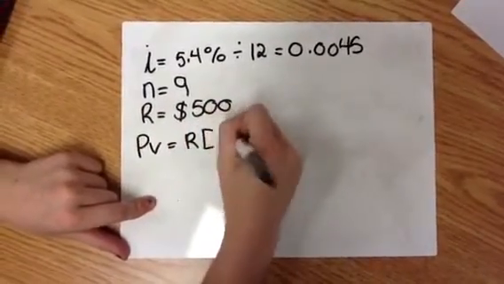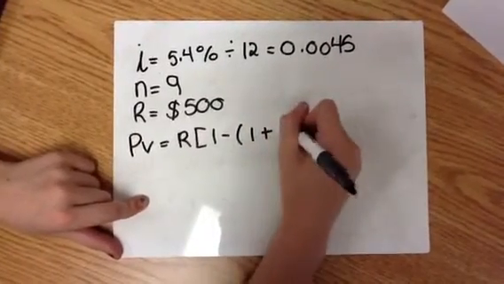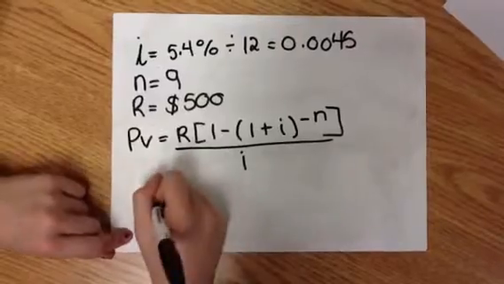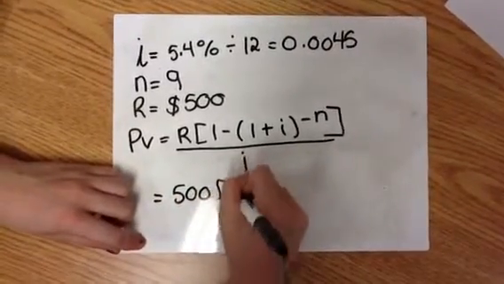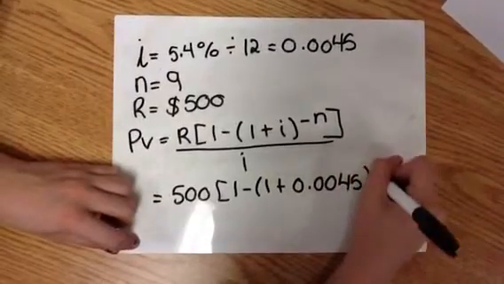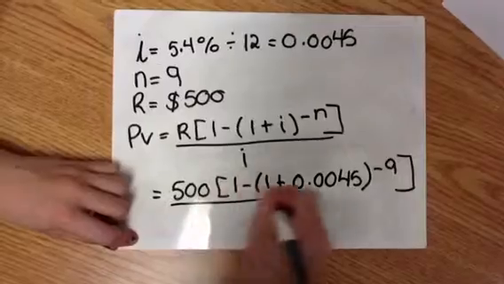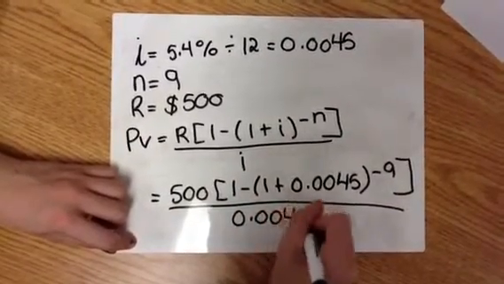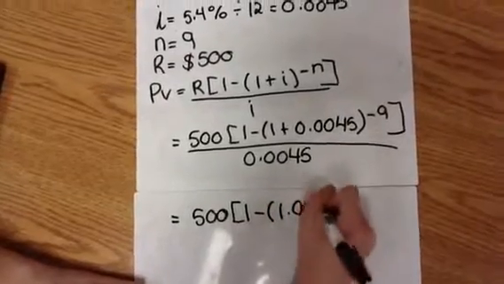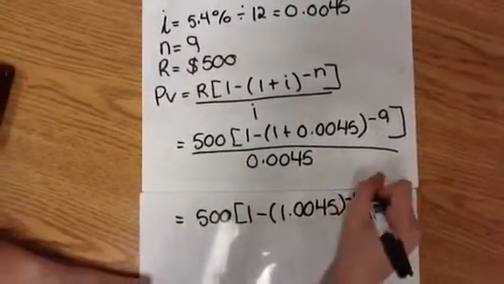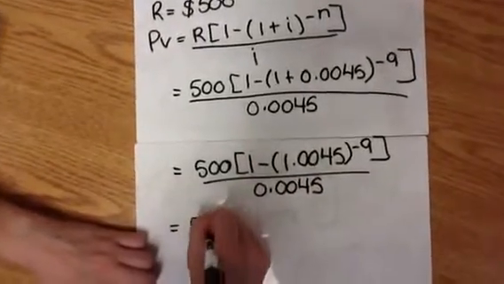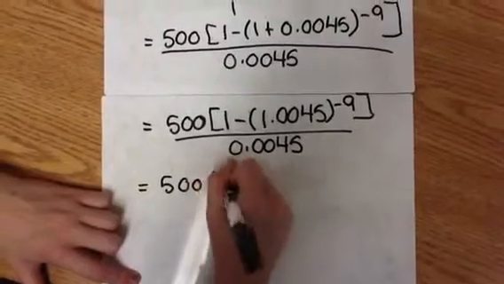To find PV, which is present value, PV will equal R bracket 1 minus bracket 1 plus I bracket exponent power negative n bracket divided by I, which will equal 500 bracket 1 subtract bracket 1 plus 0.0045 bracket to the power of negative 9 bracket divided by 0.0045, which will equal 500 bracket 1 subtract bracket 1.0045 bracket to the power of negative 9 bracket divided by 0.0045.